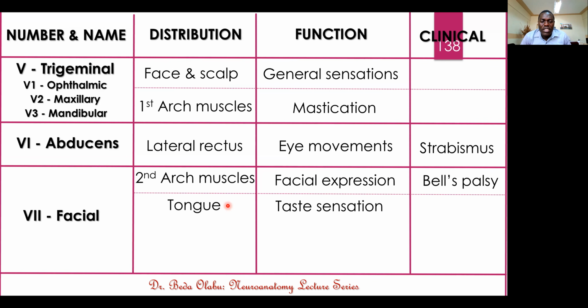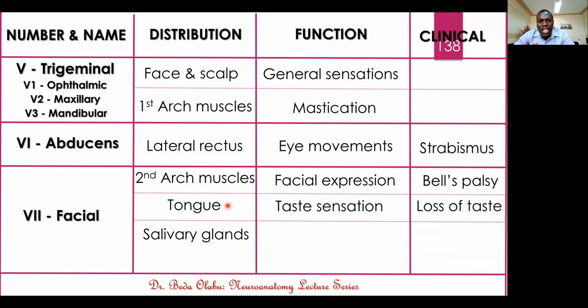But remember, this is just from the anterior 2/3 of the tongue, not the whole of the tongue. So facial nerve forms the first order sensory neuron for the pathway of taste from the anterior 2/3 of the tongue. If then you injure this, you lose the sensation of taste. Facial nerve also goes to the salivary glands. These are the glands that help you produce saliva. Therefore, important for salivation.